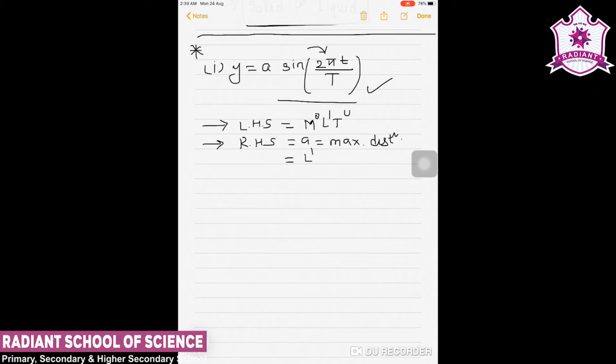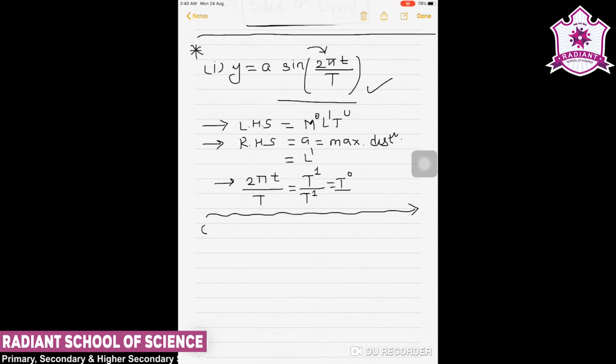So for that we will find the dimension of the numerator, that is 2 pi t upon capital T. Now here 2 pi is dimensionless, but t is obviously time, so it has dimension of time, that is T1, and in the denominator that is the periodic time, which also has a dimension of time, so they cancel each other's effect, and ultimately it becomes T0, and therefore the first equation is correct.